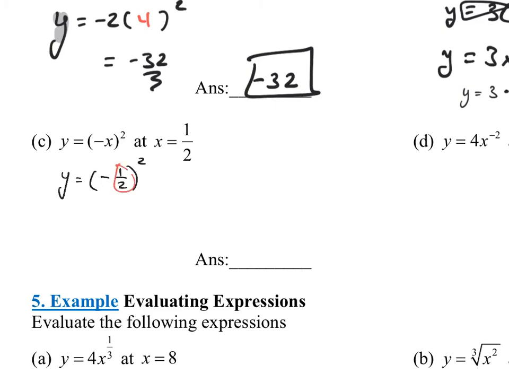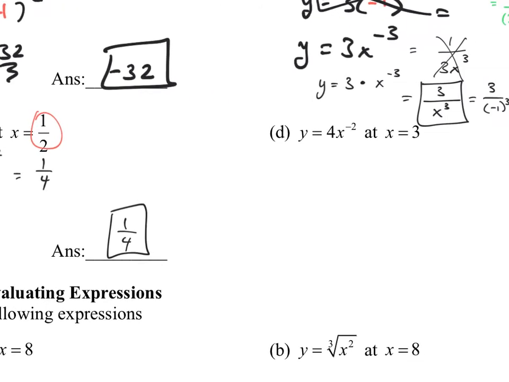Again, I'm plugging in the 1/2 wherever there's that x value right there. -1/2 squared, because it is inside the parentheses, is a positive 1/4. You do have to be very careful with that. If the negative was outside the parentheses, that would not be the answer. So the answer here is 1/4. Let's go on to D.